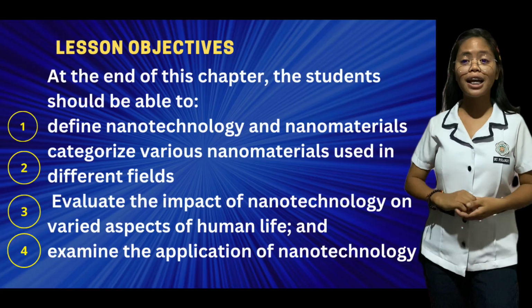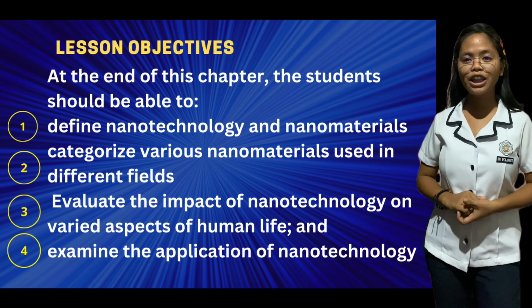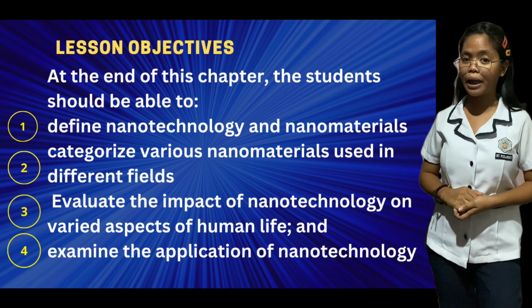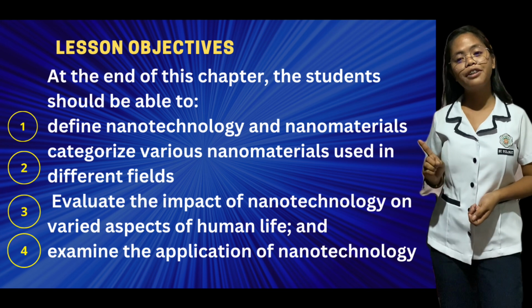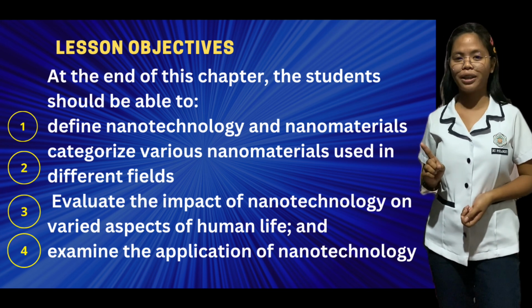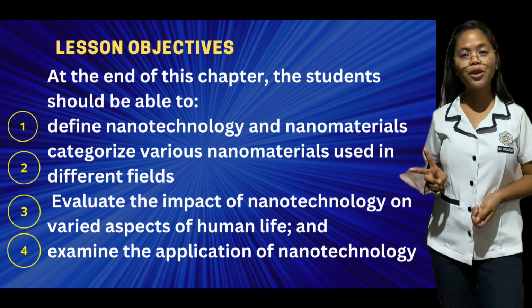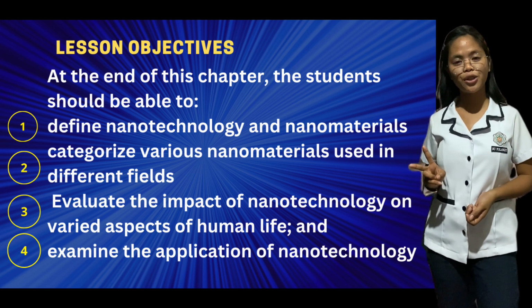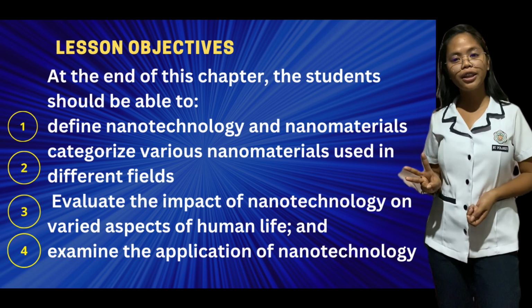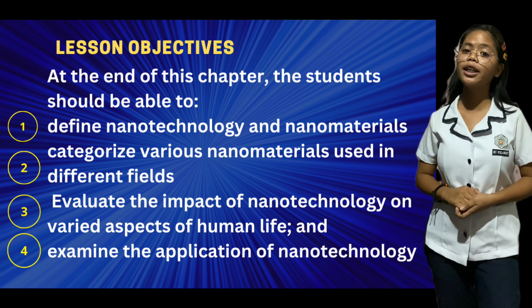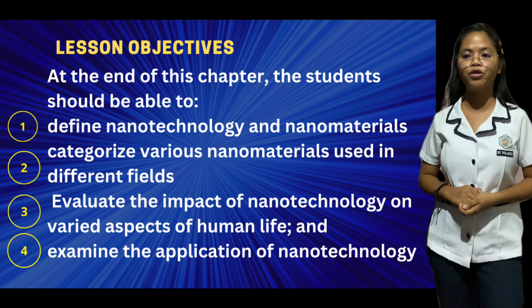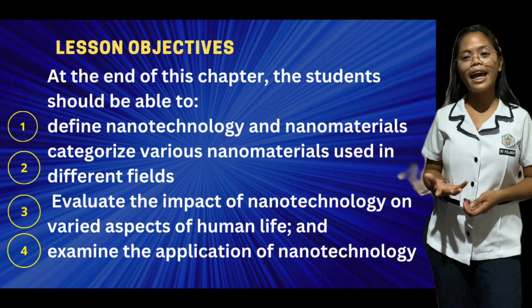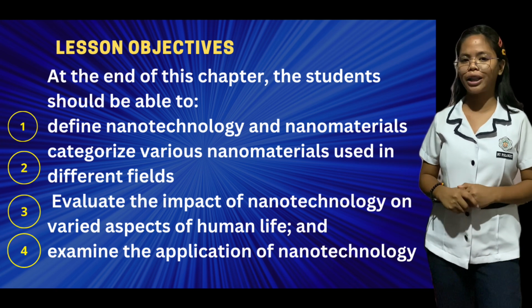Now, our lesson objectives. At the end of this chapter, the student should be able to: first, define nanotechnology and nanomaterials. Second, categorize various nanomaterials used in different fields. Third, evaluate the impact of nanotechnology in varied aspects of human life. And lastly, examine the application of nanotechnology.